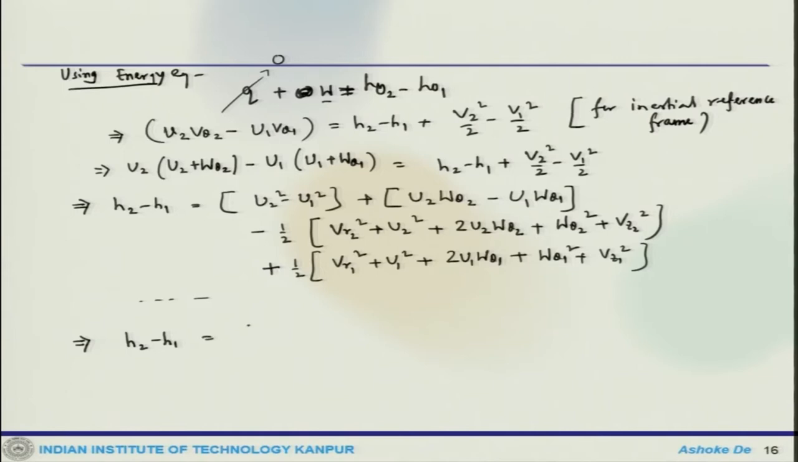h2 minus h1 is U2 square by 2 minus U1 square by 2, plus W2 square by 2 minus W1 square by 2. So, this is what you get, and this is, let us say, equation number 3. That is what you get when you apply the energy equation.